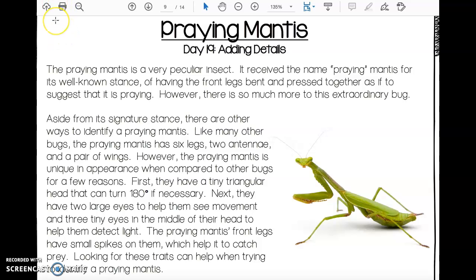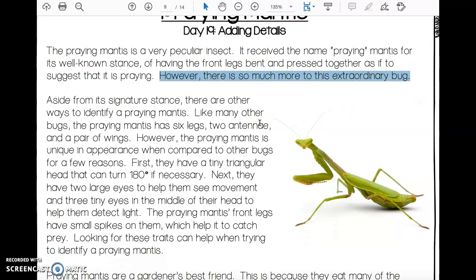information. The praying mantis is a very peculiar insect. It received the name praying mantis for its well-known stance of having the front legs bent and pressed together as if to suggest that it is praying. However, there is much more to this extraordinary bug. So the author has started with the good introduction. The author has explained the name of the praying mantis and why it is called that. And then with this sentence here has transitioned into the body of the paper.